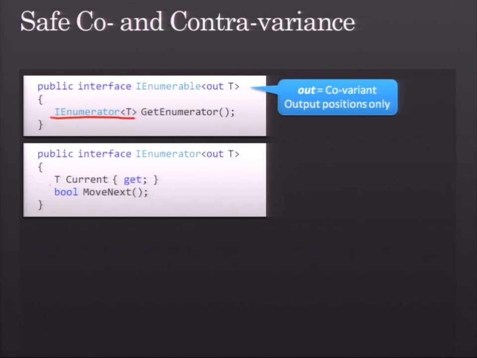In this particular case here, it's in this constructed type IEnumerator of T, and it's as a T in IEnumerator.